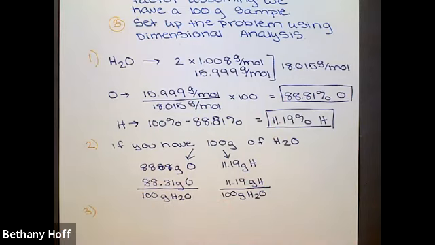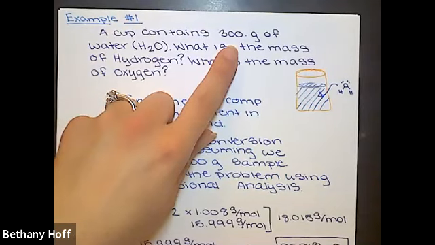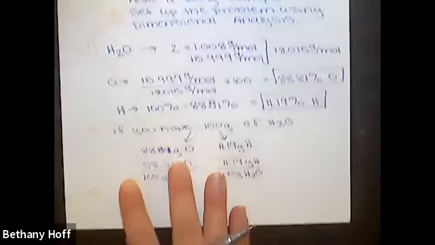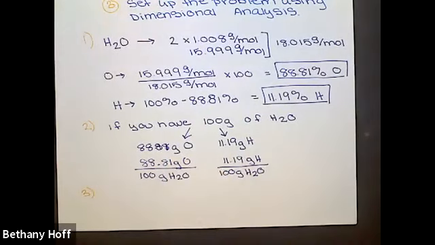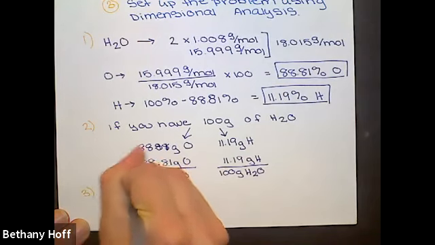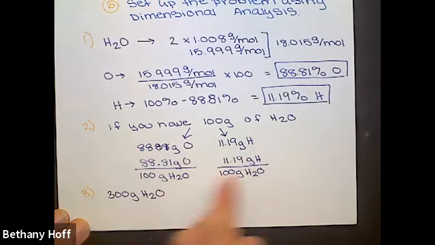So step number 3, let's go back to our original problem. We have 300 grams of water. We want to know the mass of hydrogen and oxygen. So you're going to start with what you know. We know that we have 300 grams of water. Notice that each one of my conversion factors has grams of water in my denominator. That's really important because those units are going to cancel out.